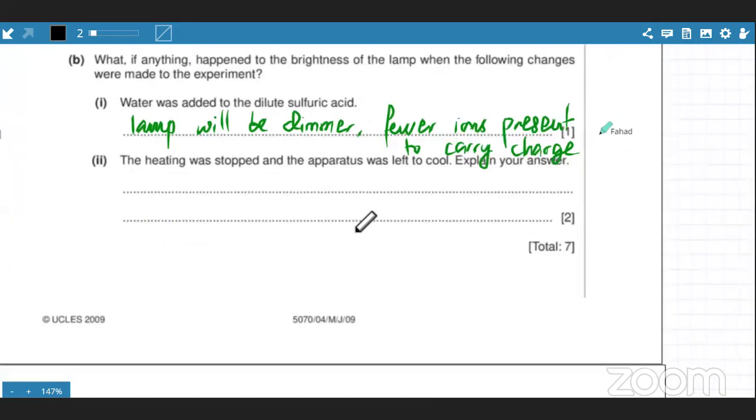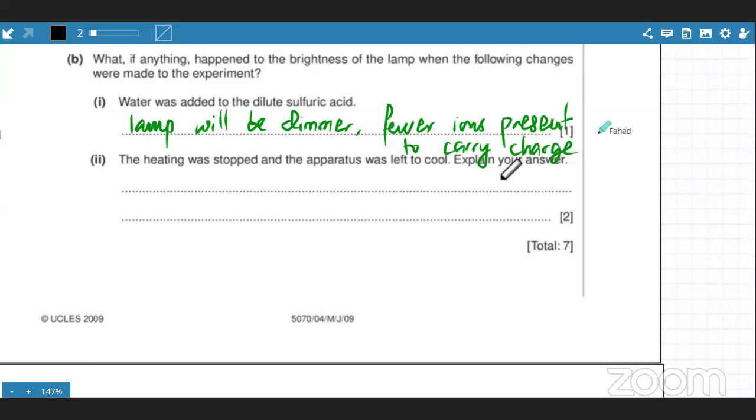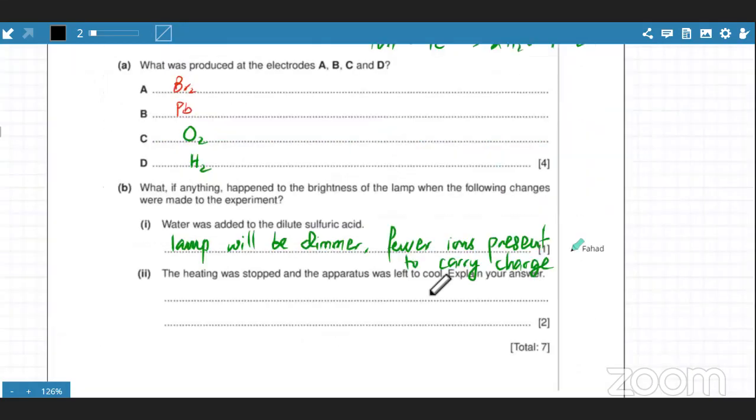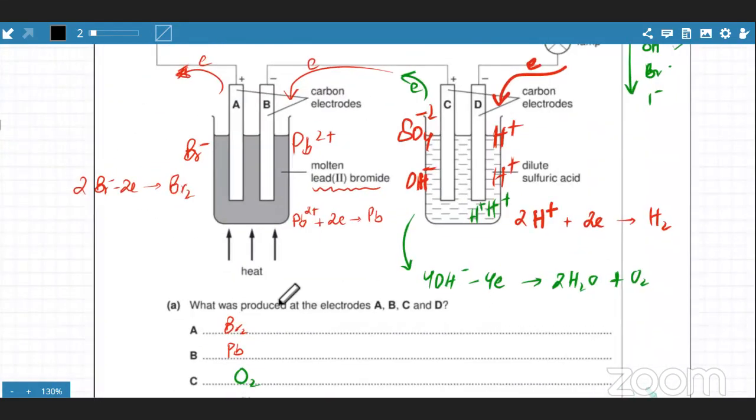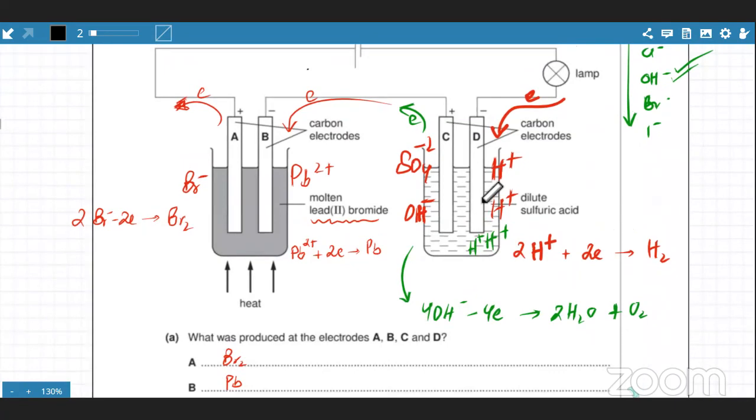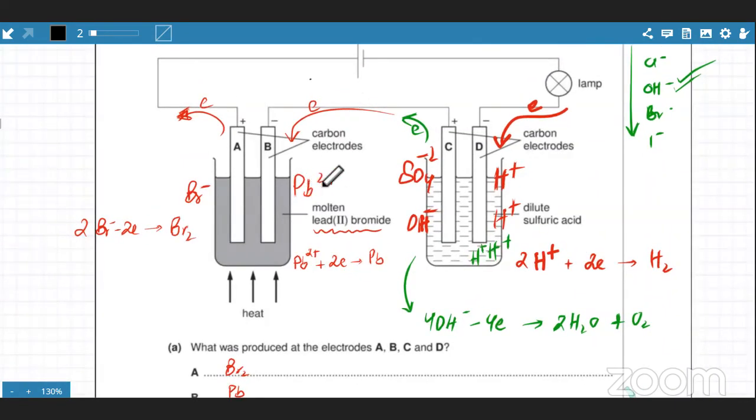Then the next part is the heating was stopped and the apparatus was left to cool. Explain your answer. So you're stopping heating. Now, they were only heating on this side, not that side. That was aqueous, so the ions were freely moving around. Remember, for electron flow to occur, the ions must be mobile. This lead 2 plus has to come to the cathode to catch this electron. This electron is coming in, and it has to grab that electron, so it has to be there.